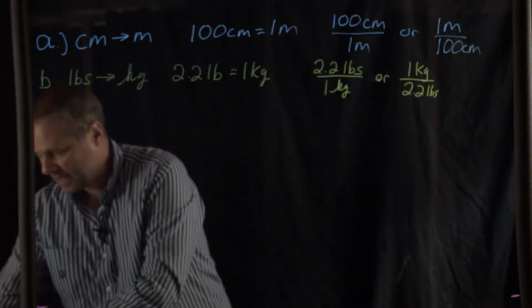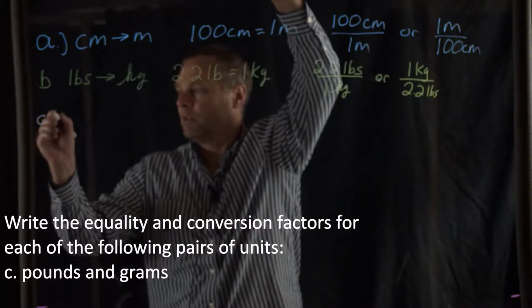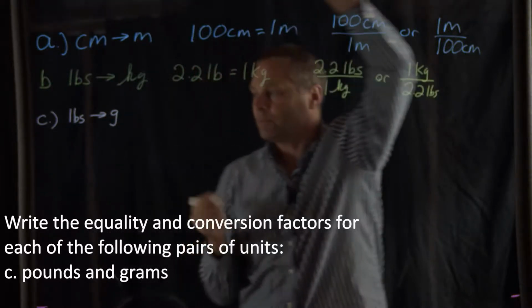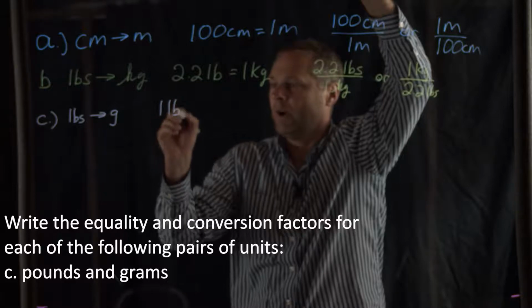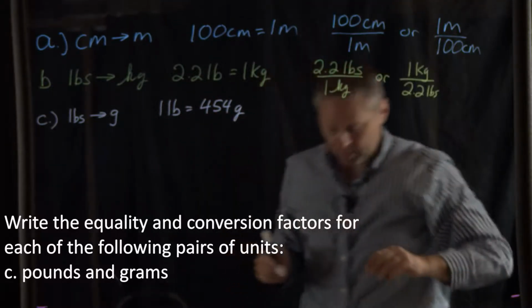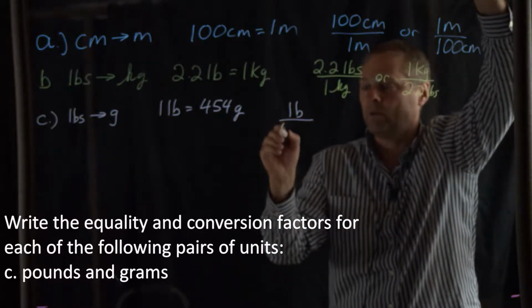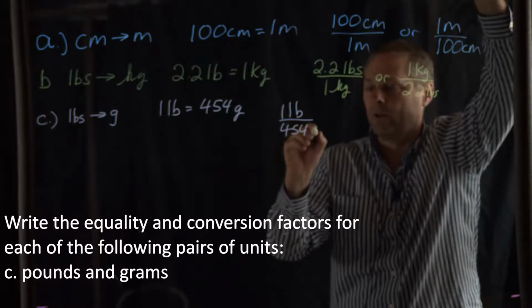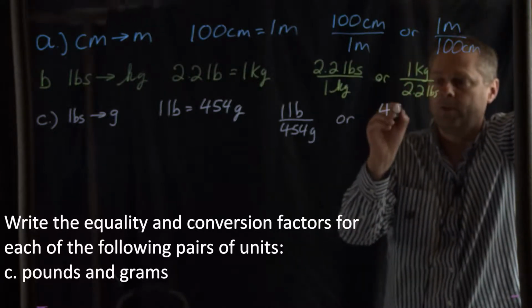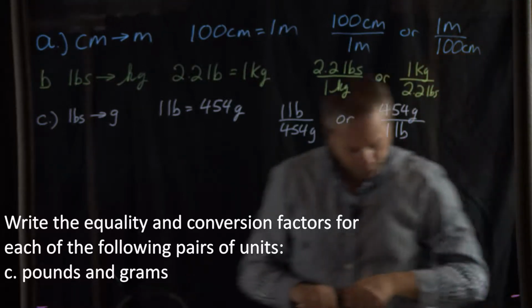Now part C asks for pounds and grams. So we're going from pounds to grams. And 1 pound is equal to 454 grams. That's the equality. The conversion factor is 1 pound is equal to 454 grams, or we can write the reverse as we've been doing so far. 454 grams is equal to 1 pound.